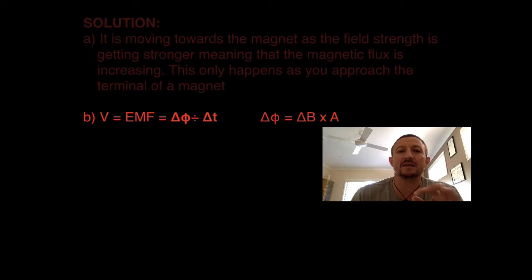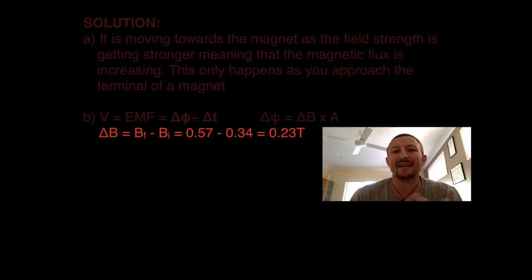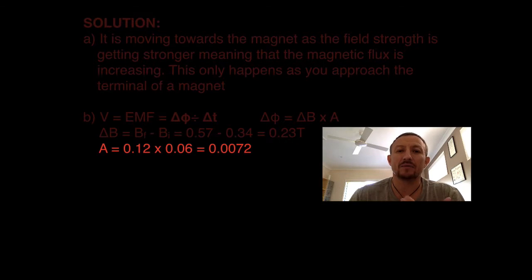Okay, secondly, it's asked us to calculate what that EMF is. So we need to work out the change in flux over the change in time. Now, the change in flux is from the change in magnetic field strength. The area stays constant. So we can work out our change in magnetic field strength, which is magnetic field strength final minus magnetic field strength initial, or BF minus BI. So it's 0.57, which is my final field strength, minus my initial field strength, 0.34 Tesla, and we end up with 0.23 Tesla.